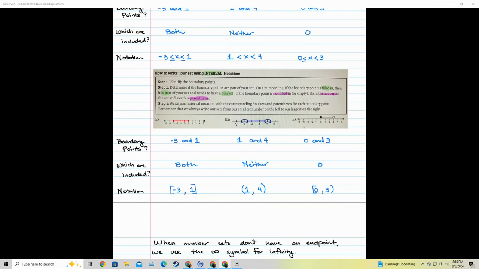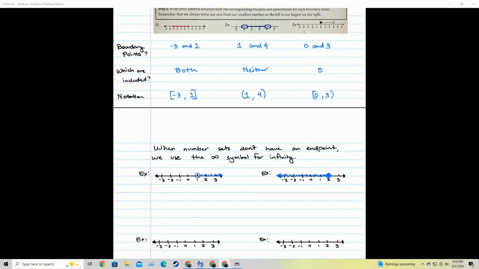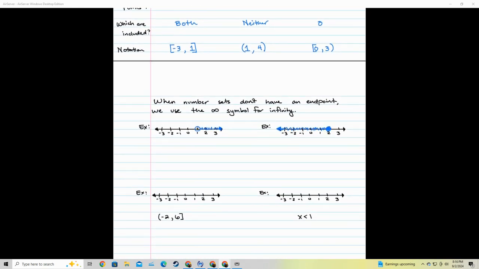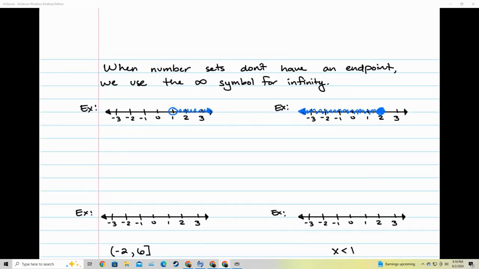When you have 2 boundary points, I think it's a lot easier for students to do. Let's talk about when it does not have 2 boundary points. It only has 1 boundary point. Okay, so let's see what this looks like. It says when the number sets don't have an endpoint, we use the symbol for infinity. Infinity is going to be this sideways symbol.